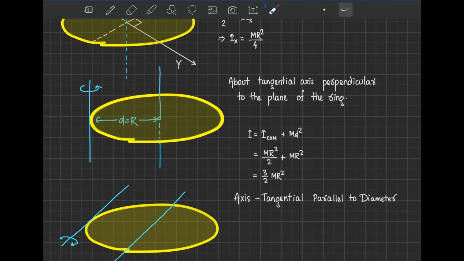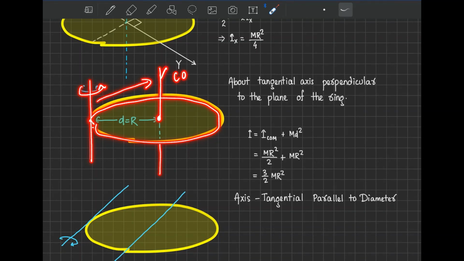Now let's look at the second case. Here we are asked to find the moment of inertia of the disk about a tangential axis. Here the tangential axis is perpendicular to the plane of the disk. Now, to find the solution, we have to draw a parallel axis passing through the center of mass, so that we can apply the parallel axis theorem. Here we have drawn this axis, and it passes through the center of mass.